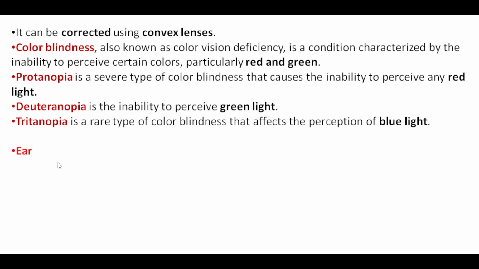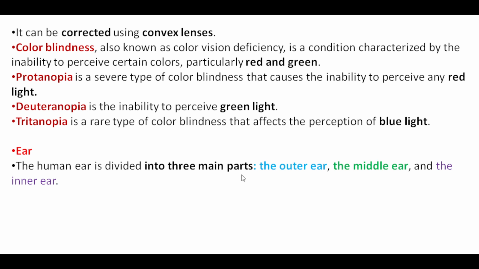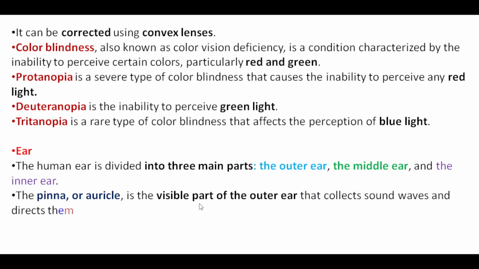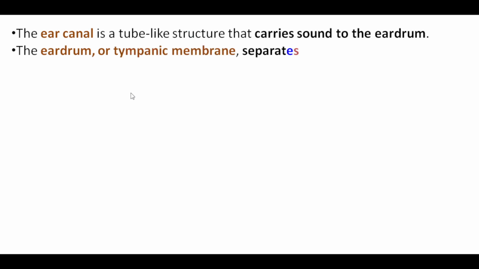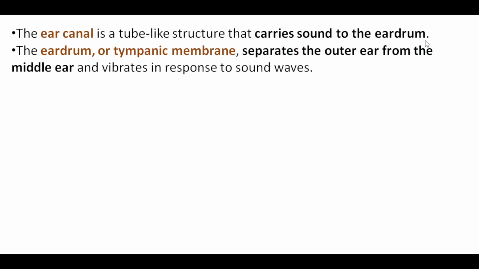Now we'll cover one-liners on the ear. The human ear is divided into three main parts: the outer ear, the middle ear, and the inner ear. The pinna or auricle is the visible part of the outer ear that collects sound waves and directs them into the ear canal. The ear canal is a tube-like structure that carries sound to the eardrum. The eardrum or tympanic membrane separates the outer ear from the middle ear and vibrates in response to sound waves.